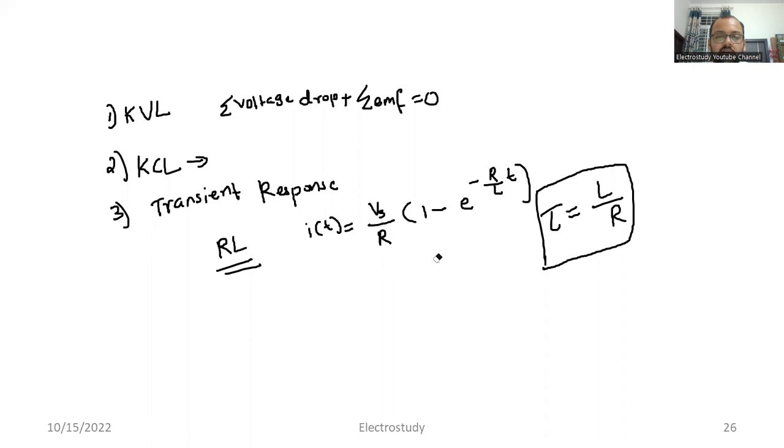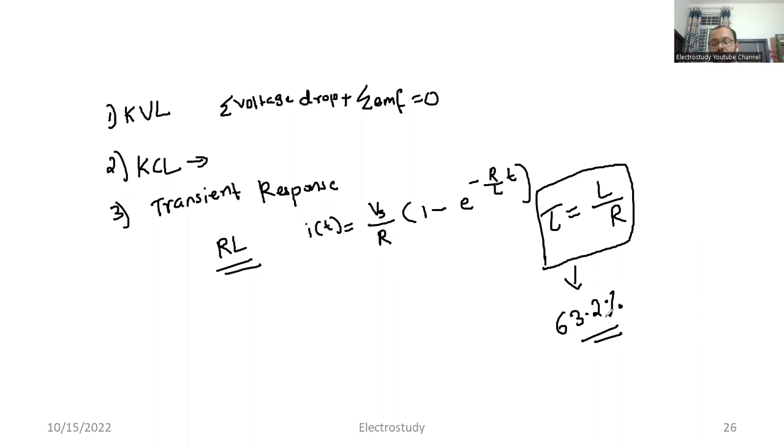I think it's clear to everyone. This point you are supposed to note down. And also, what is the definition of tau? It is nothing but the time taken for a variable or a signal to reach 63.2% of its final value.